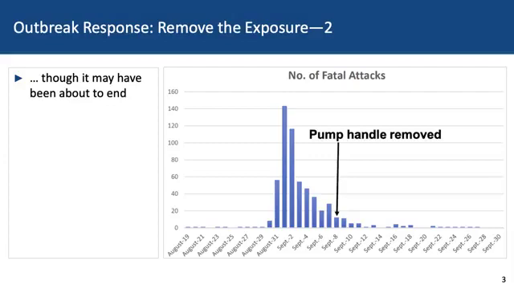If you look at this epidemic curve, you'll see that the number of fatal cases had been decreasing for many days by the time the pump handle was removed. So the outbreak may have been going away anyway.